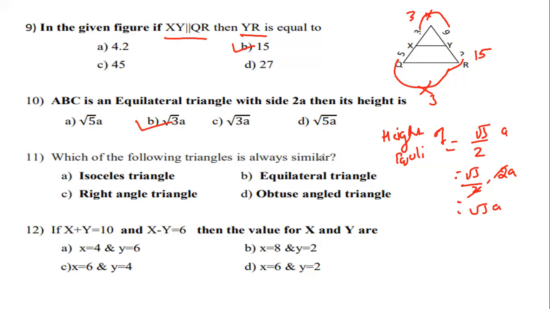Which of the following triangles is always similar? Equilateral triangle is always similar. Just go for 12th question. X plus y is equal to 10. X minus y is equal to 6. Then the value for x and y is dash. You need to find out the value of x and y. Substitute 4 plus 6. 4 plus 6 is 10. You are getting 4 minus 6 is equal to minus 2. Then this option is wrong. Then go for second option.